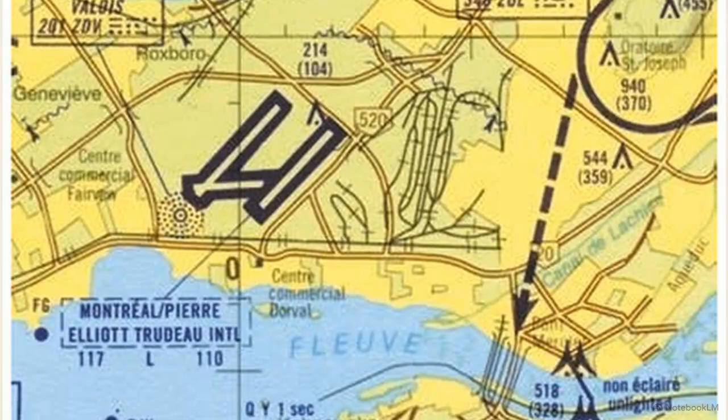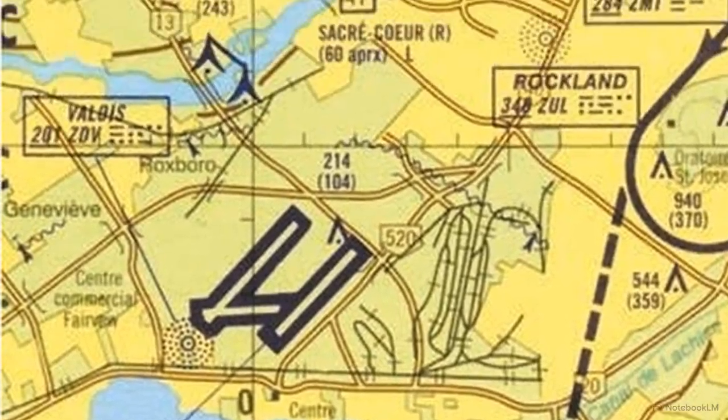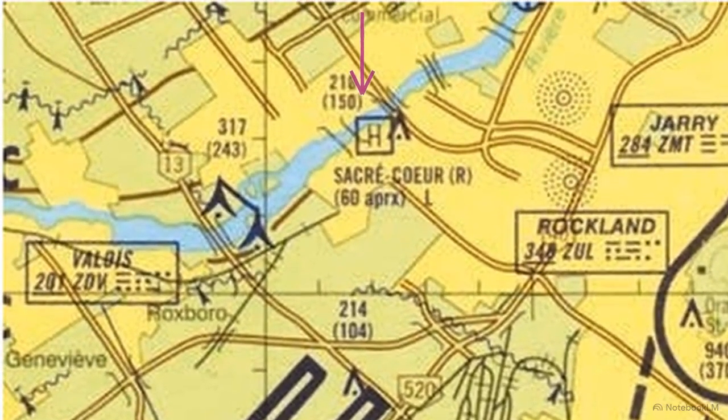This chart excerpt focuses on the congested airspace around Montreal Pierre Elliott Trudeau International. It is a VFR terminal area chart, drawn at a 1 to 250,000 scale. By dedicating twice as much paper to the same physical area, the chart expands the detail for safer navigation.